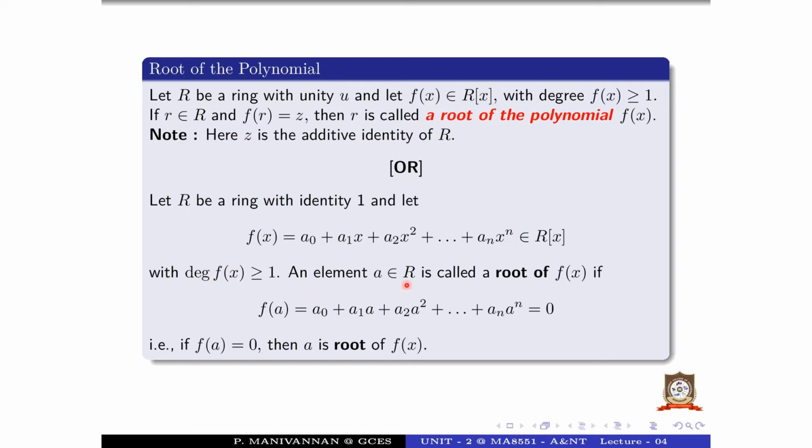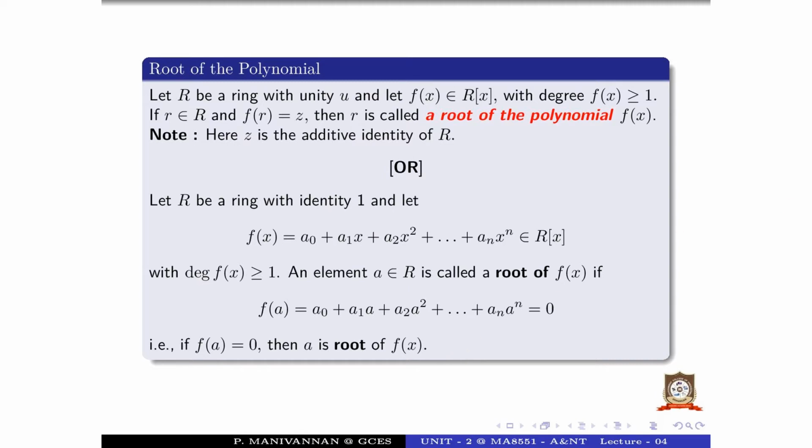An element a belonging to R is called a root of f of x if f of a equals 0. That means replacing x by a, a0 plus a1 a plus a2 a square plus etc. plus an a power n is equal to 0. That is, f of a equals 0, then a is the root of f of x. It is the definition for the root. It can be a 2-mark question: define root of a polynomial.